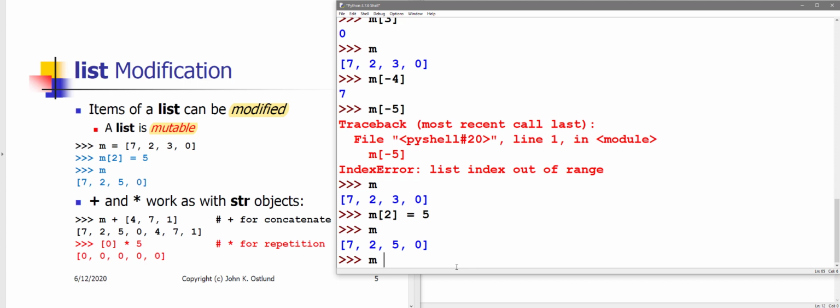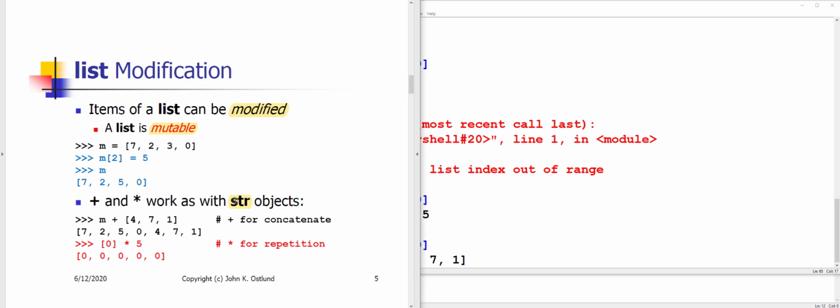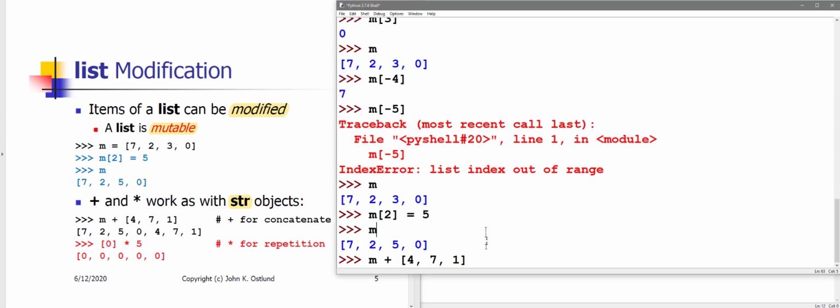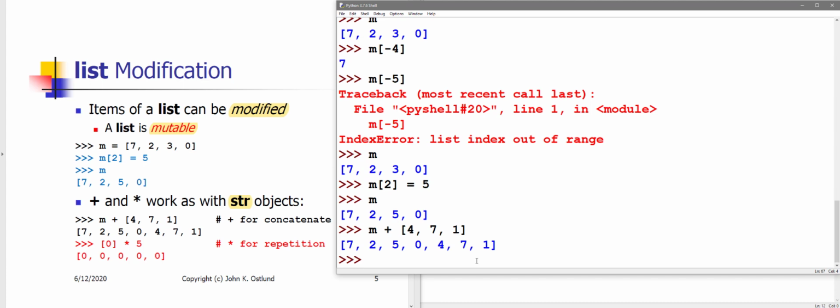I can use addition to do concatenation, just as I can do with addition of strings. If I add one string to another, that concatenates the strings. Similarly, if I add one list to another list, that concatenates the lists. So M is the list currently containing 7, 2, 5, 0. And if I add the list 4, 7, 1, I get a list of 7 items, 7, 2, 5, 0, 4, 7, 1.